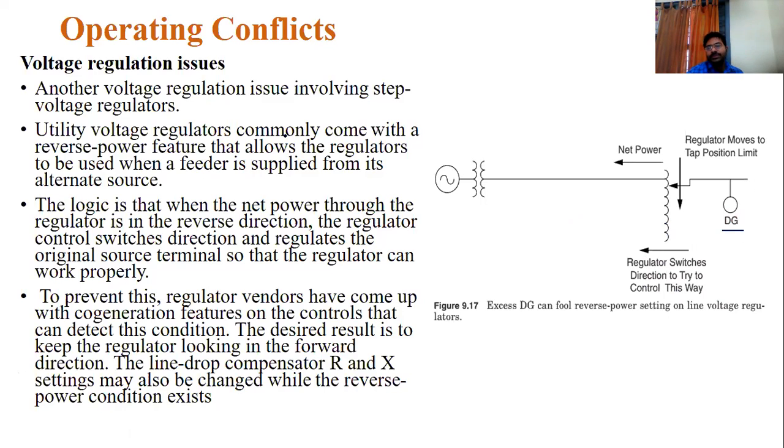So what will happen here if there is any fault in the system? What is the net power? Net power. Here, what will happen? Net power. Now, going to see this. A voltage regulator commonly comes with a reverse power feature that will allow the regulator to be used in the failure to supply from its alternate source. So what is the logic behind that one here? This is the logic: the net power through this voltage regulator is in the reverse direction. So the voltage regulator control switches direction and regulates from the original source.